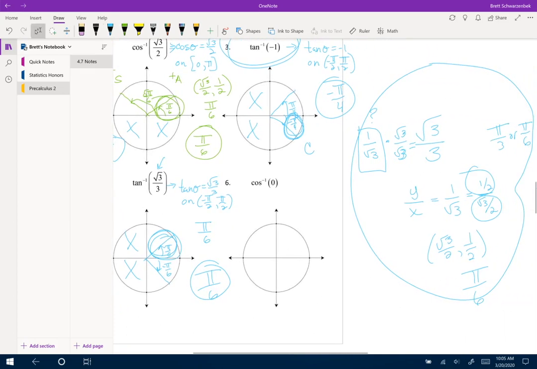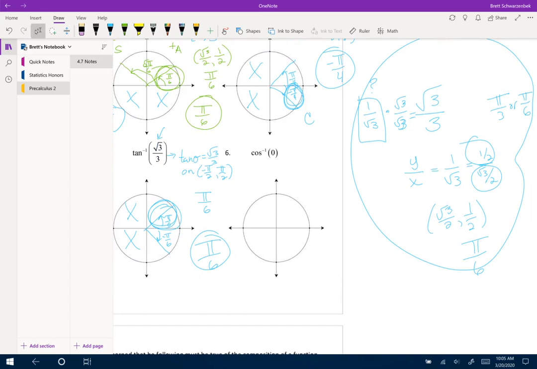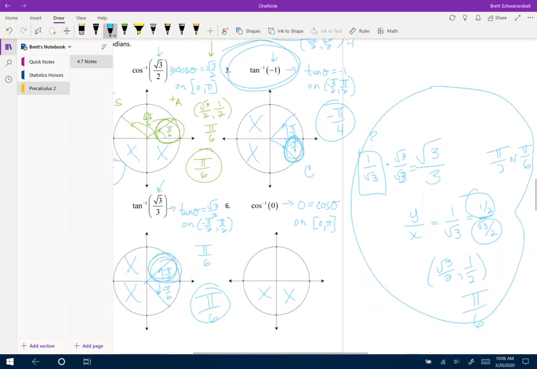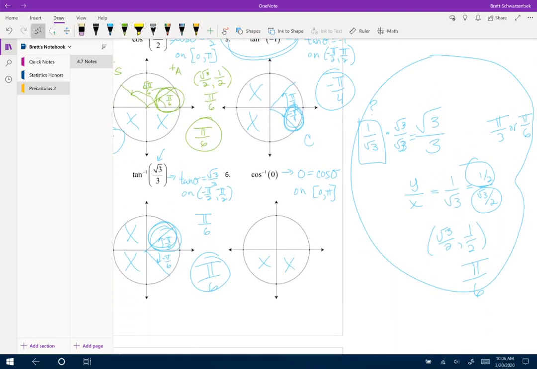Okay, so last one here, cosine inverse of 0. So we're looking at where 0 is equal to the cosine of theta on 0 to pi. Okay, so again, what are we eliminating? We're eliminating these two quadrants. So we're looking for when essentially cosine, remember, is the x-coordinate. So we're looking for when the x-coordinate is 0.